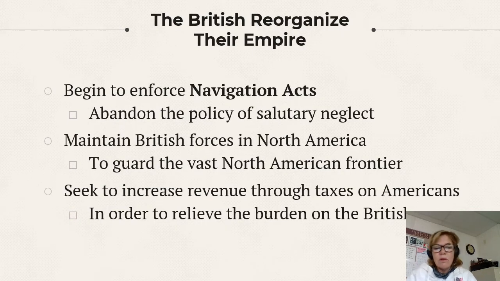Okay, so what the British do is they decide to reorganize their empire. Prior to the war, they had been practicing salutary neglect. That's where they had these laws, the Navigation Acts, in place. They just didn't really enforce them. Now they're starting to enforce them.